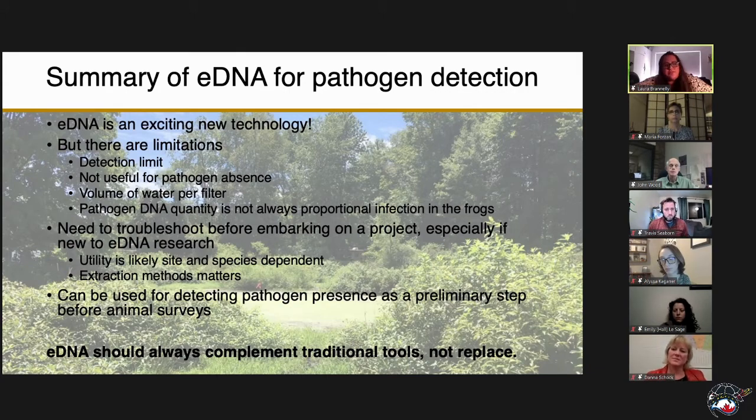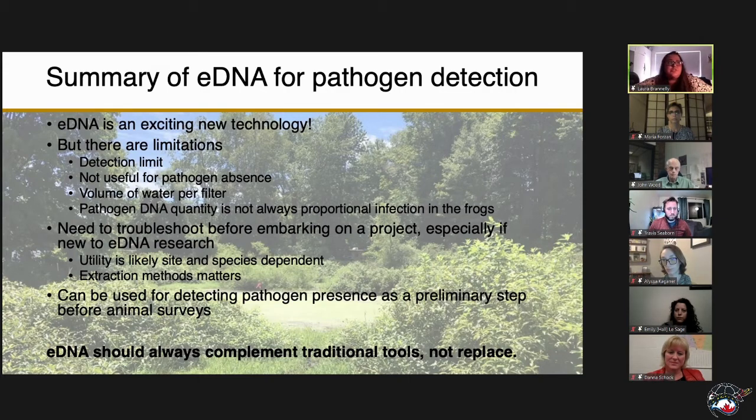The volume of water per filter is important. So you do want to try and get as much water through as possible. And if you can't, and there's lots of water from sites that you really just can't pass through filters, then you need to assess how that's going to impact your detection limit for those samples. And it's also important that in some studies, like in Pennsylvania, pathogen DNA quantity is not proportional to the infection of the frogs. In some sites, this is true. You can get pathogen DNA quantity to match what's happening with the frogs, but it's not true across the board.